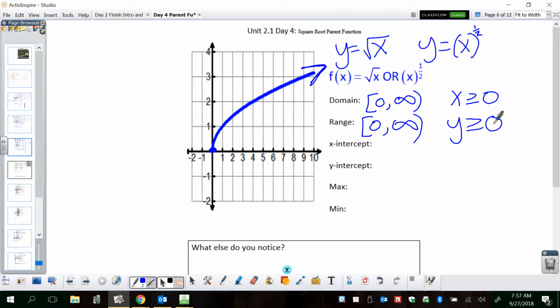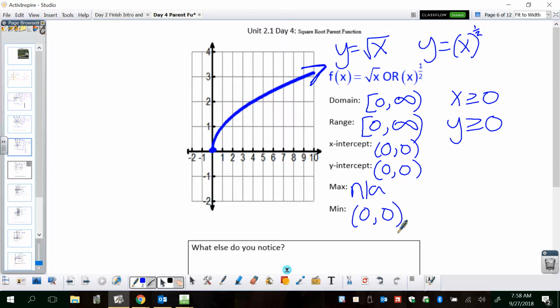So what's my x-intercept? What's my y-intercept? 0, 0. They're the same. What's my maximum? Do I have a maximum? No. Do I have a minimum? What point is it? 0, 0.